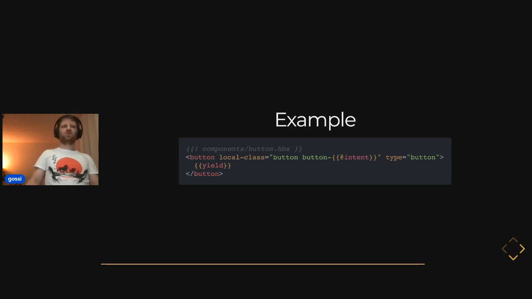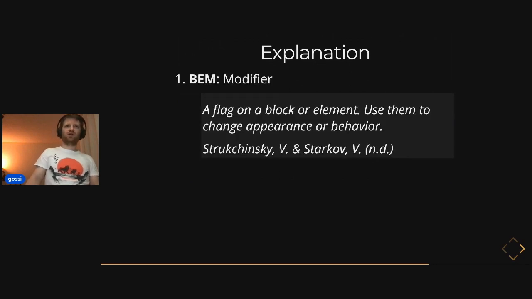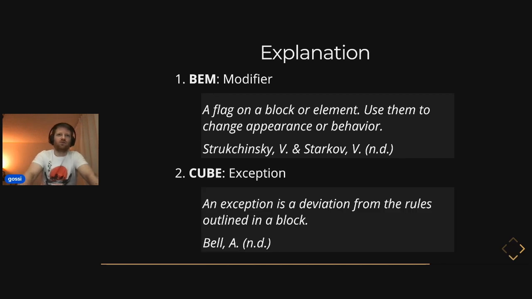And there are two explanations to that. The first one is coming directly from BEM, where the M, or the modifier, is described as a flag on a block or element. Use them to change appearance or behavior. And then the second explanation is coming from CUBE, where the modifier is kind of like the exception, and an exception is defined as a deviation from the rules outlined in a block.